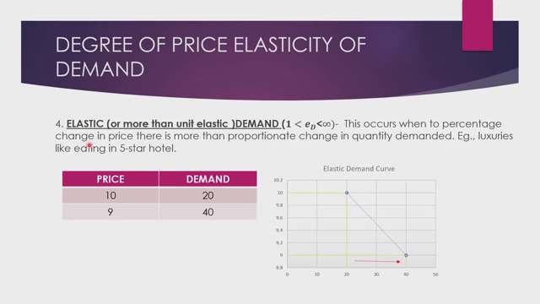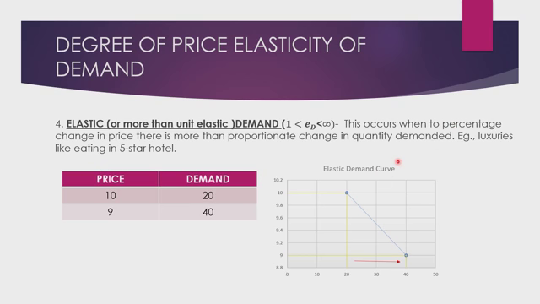Fourth is your elastic demand. Elastic demand is when a change in the price leads to a more than proportionate change in the quantity demanded. Demand is said to be elastic or more than unit elastic. Unit elastic is 1. When we say unit elastic, we actually mean the elasticity of demand is 1. When the change is more than 1, then we say that the demand is elastic in nature.